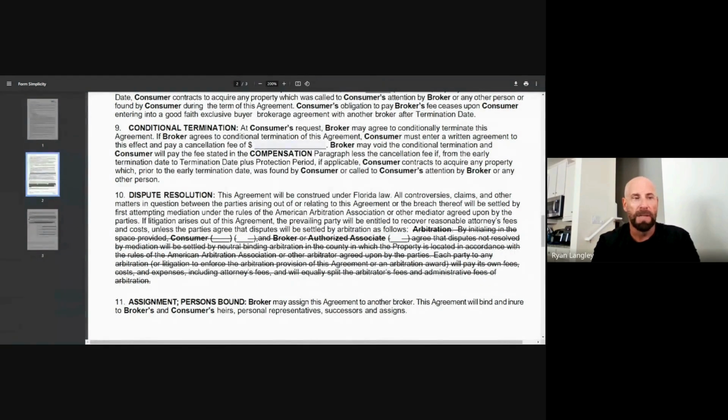The prevailing party will be entitled to recover reasonable attorney's fees and costs, unless the parties agree that disputes will be settled by arbitration as follows. We do not have to agree to arbitration, and we do not agree to arbitration. That is for you guys. That is for your benefit to not have to agree to arbitration, because arbitration is going to eat up whatever commissions that you have. So you want to go to this so you do not get frivolous lawsuits, and your costs will be covered if you do get frivolous lawsuits. There you go. That is the answer.